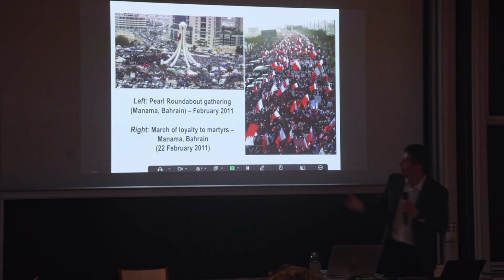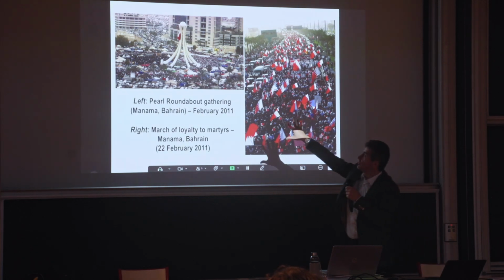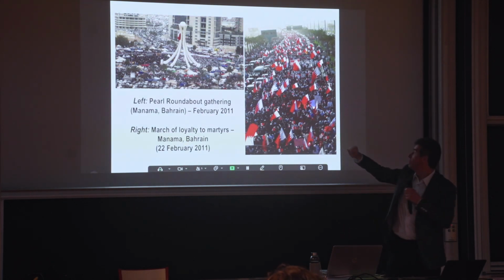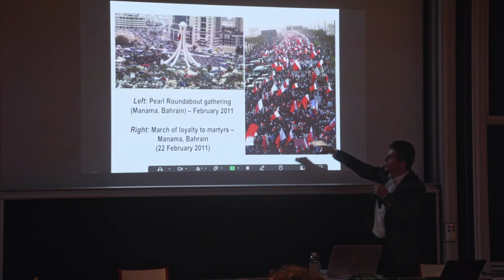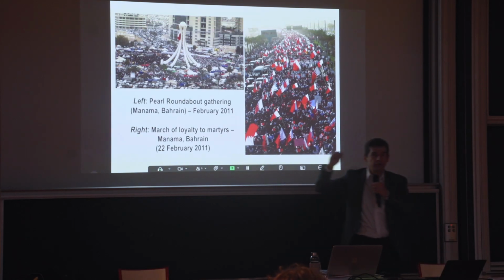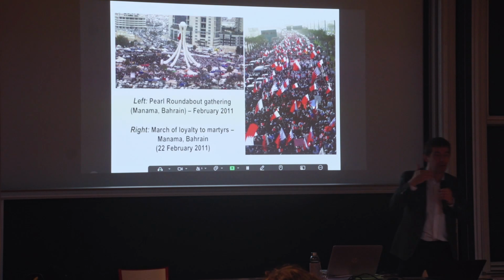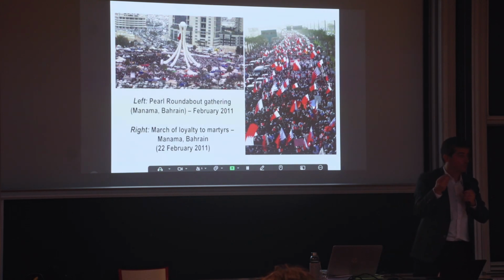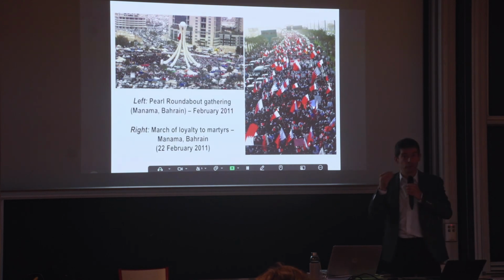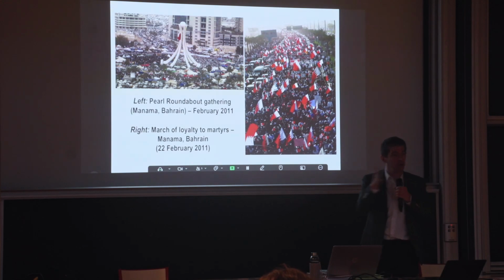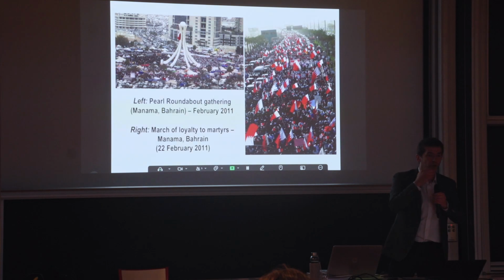And just an example, this is 2011 in Bahrain. This is the main roundabout in the capital of Bahrain, and this is one of the main protests on the 22nd of February. We estimate that there were 20% of the total Bahraini population in the street on the same day, 20%, right? That's unprecedented, and there is no equal element in any country of the world.